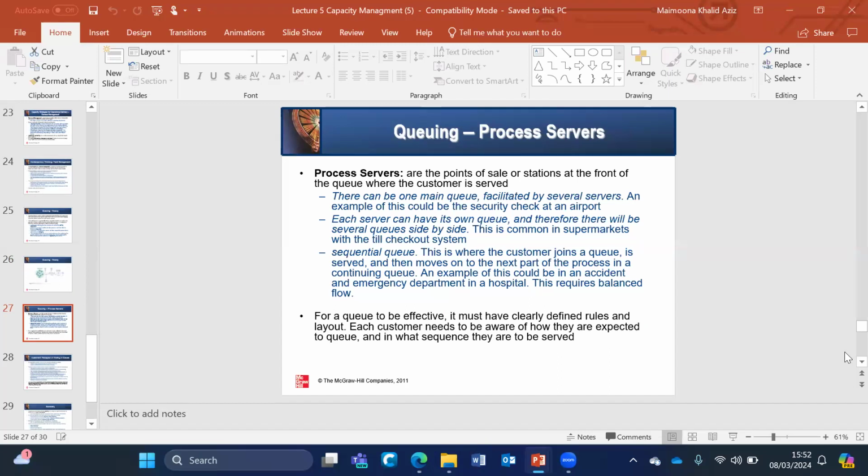Process servers, that means each server could have their own line, or there could be different lines, or it could be a sequential queue. That means customers queue up for the first part of the process, then they have to queue again, then they have to queue again. For example, when you go to a hospital emergency department and they send you to, let's say, do a blood test. Now that means you need to queue up in 3 different places.